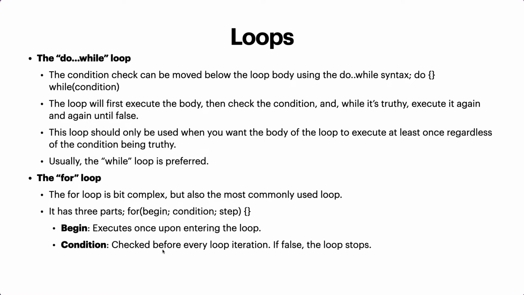The condition is checked before every loop iteration. If false, the loop stops. Otherwise, it will loop again and again. It will just go through and iterate the block of code inside it unless the condition is false.